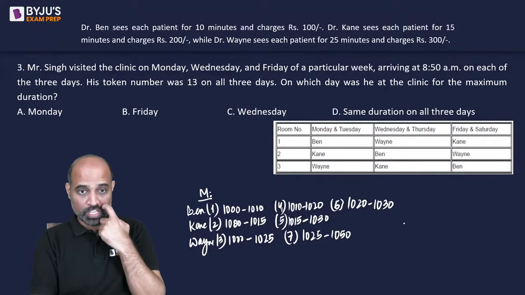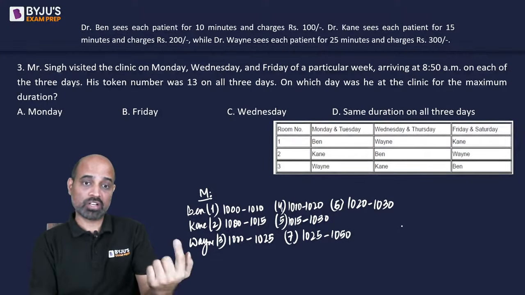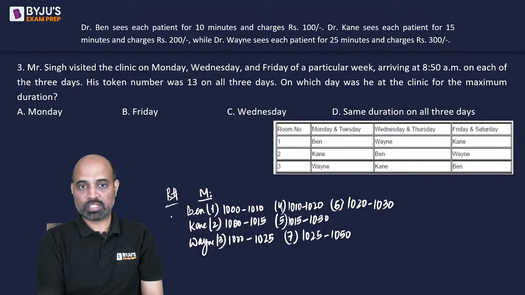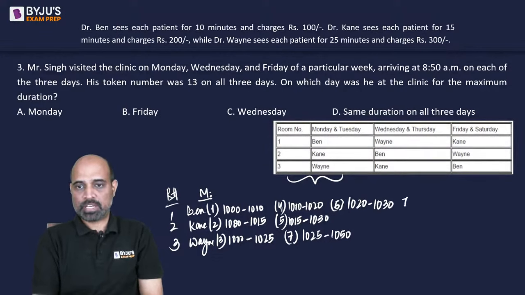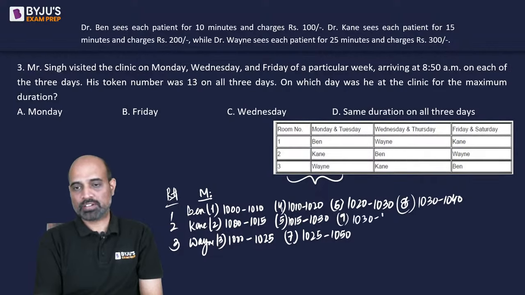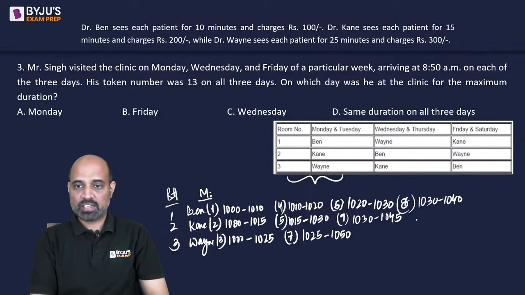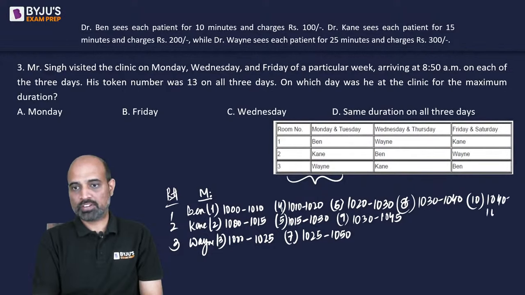The 8th patient will visit Ben because that room number is smaller than Kane's room number, which is 2. If you talk about room numbers, it's 1, 2, and 3. I have got this from here. So patient number 8 will go to room number 1 from 10:30 to 10:40, 10 minutes. Now, room number 2 is empty. So patient number 9 will go from 10:30 to 10:45, right? Patient number 10 will go to room number 1, which is 10:40 to 10:50.